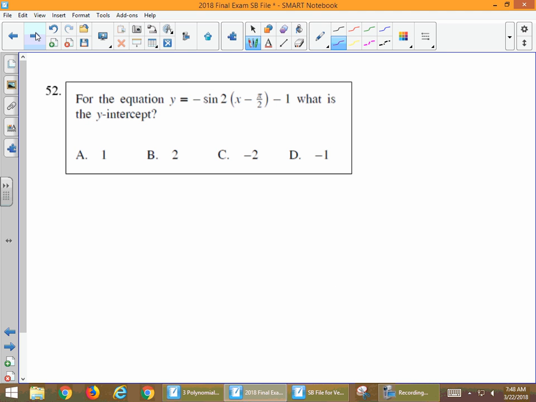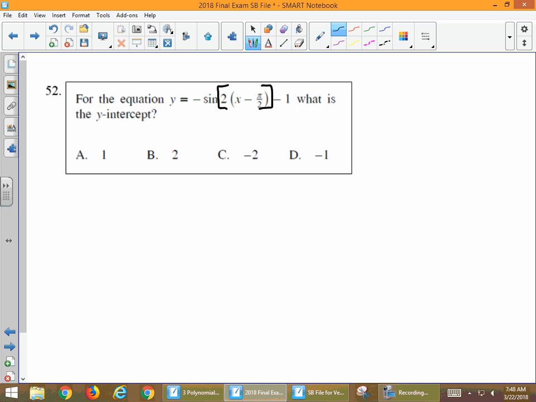Last problem. What's the y-intercept of negative sine of 2 times (x minus pi over 2) minus 1? So this one is a little misleading. Those parentheses there, I think, would be helpful. I'm just going to go ahead and talk through what this would look like. So this is all factored out.